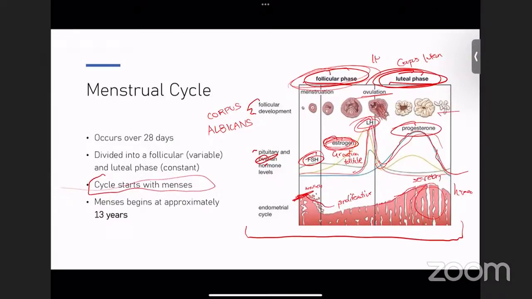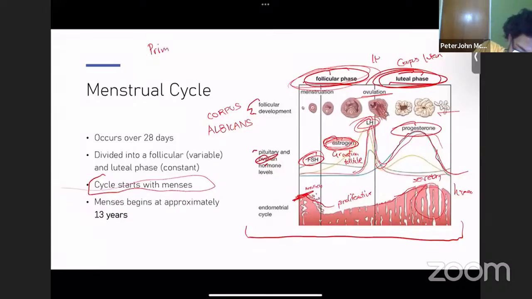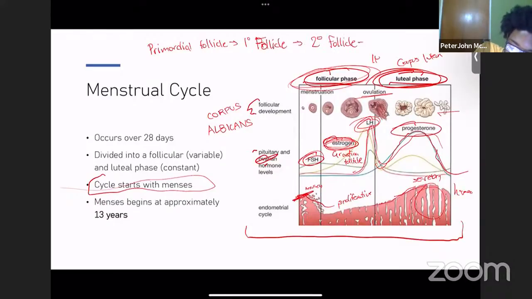Can I write these things in words, please? All right, so it goes primordial follicle, then your primary follicle. I just wrote the word twice for some strange reason. Then you have your secondary follicle, right? Then you have your Graafian follicle. Then you have your corpus luteum. Then you have your corpus albicans.